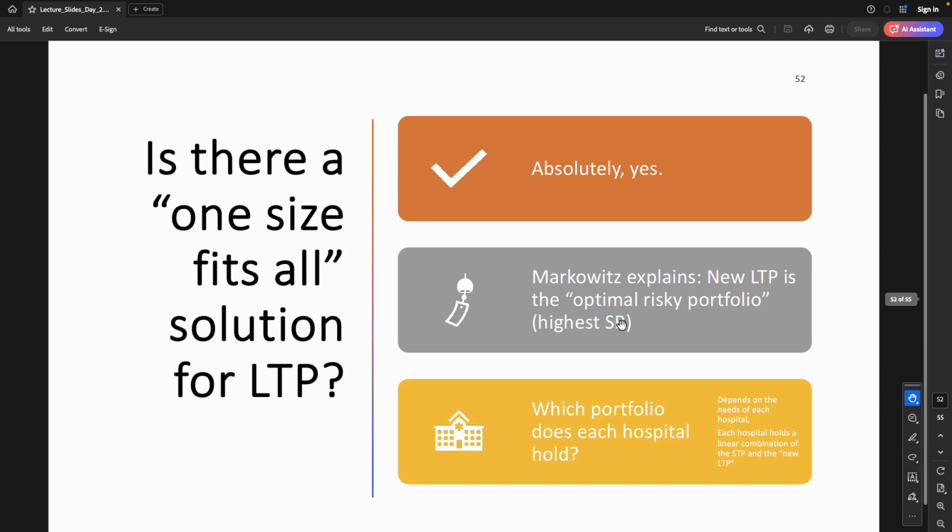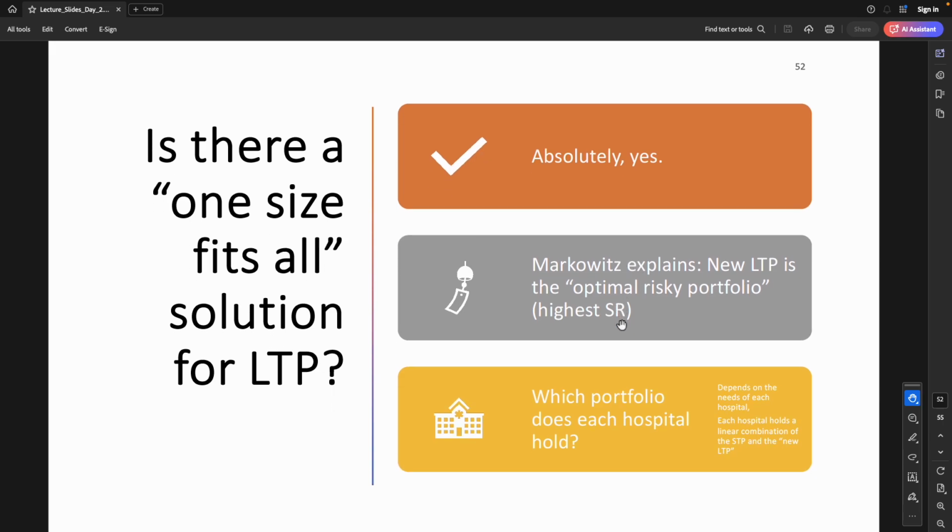Good. Now, coming back to the other question in the case, is there a one-size-fits-all solution for LTP? Yes, there is. We now went through all of the Markowitz, so we know there's a unique tangency portfolio, highest Sharpe ratio, steepest capital allocation line. That's the LTP that the partner healthcare should be using. We saw it can be improved if we add these two additional asset classes. We saw commodities as the biggest benefit if we had to choose between these two.